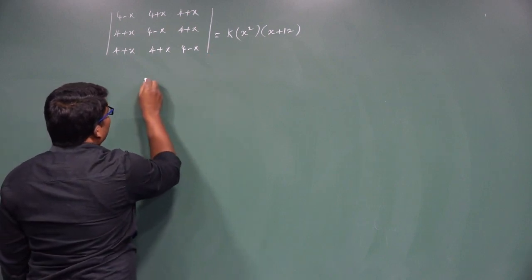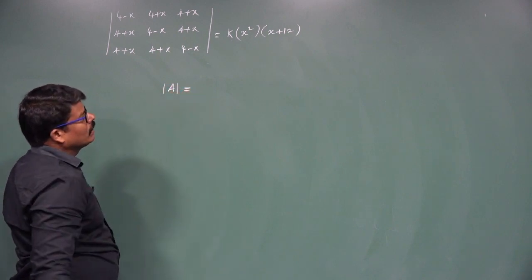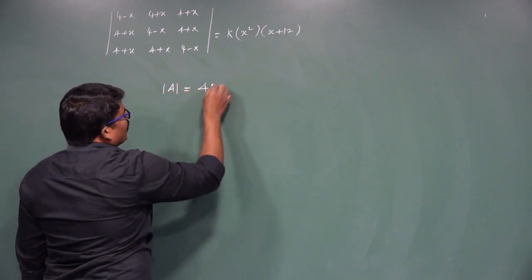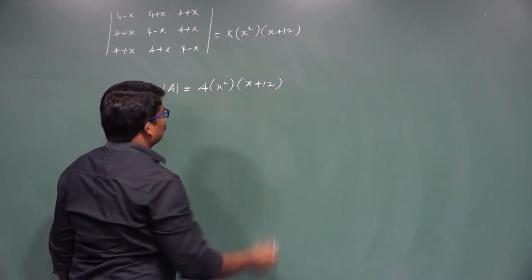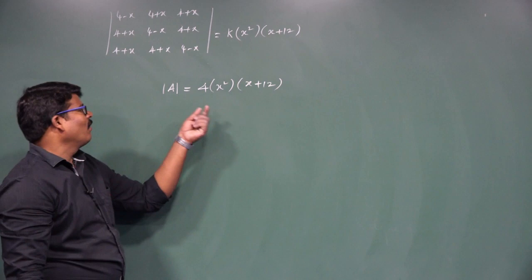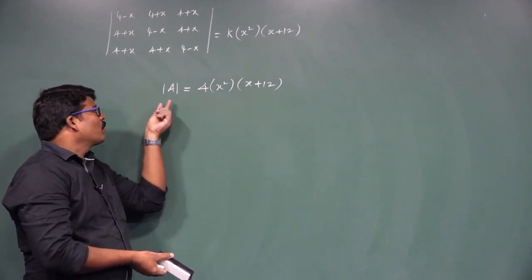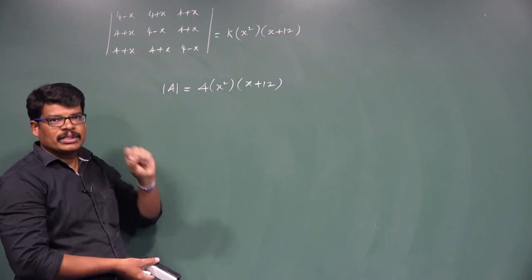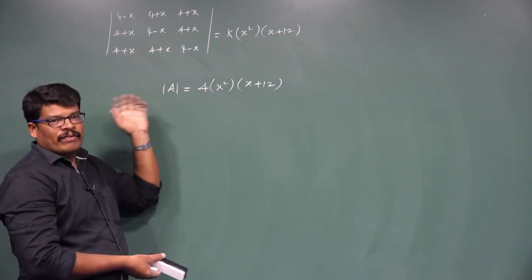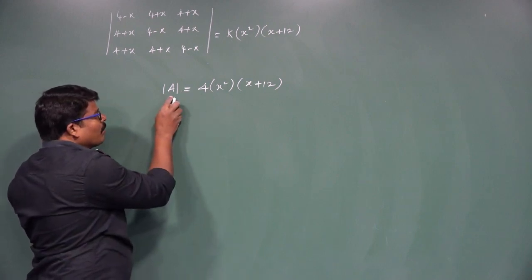That is, the determinant equal to 4 into x square into x plus 12. Here the k value is 4, giving 4 into x square into x plus 12. Already given in the question, the determinant equal to 0. To solve for the value of x, the determinant value equals 0.